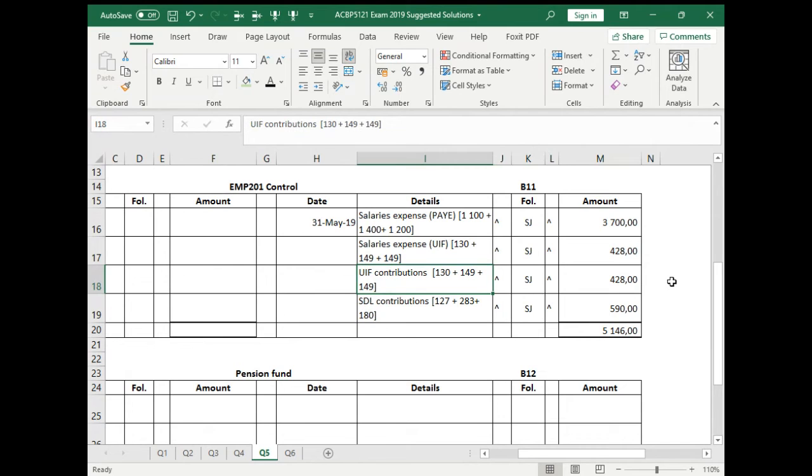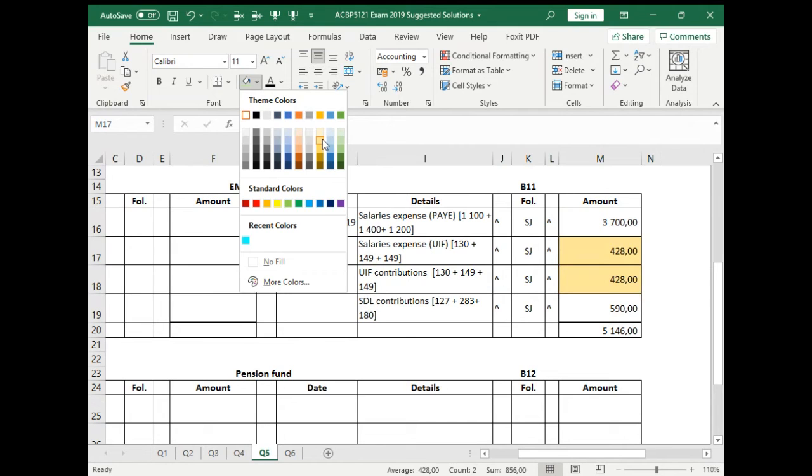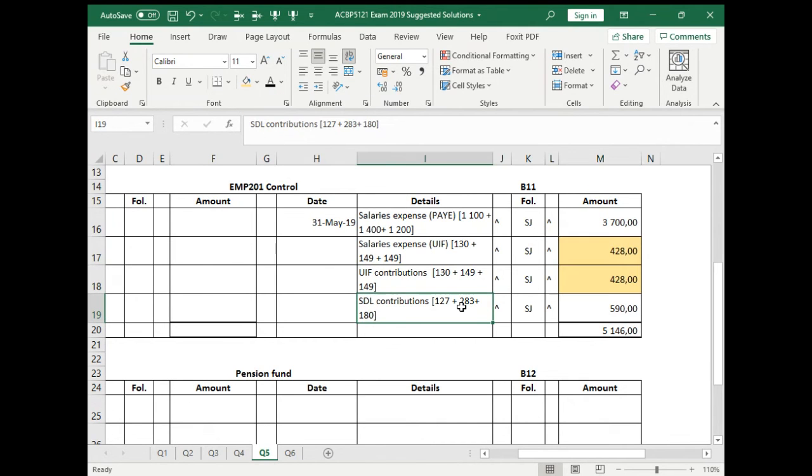Then the UIF contributions. This is the amount that the employer now pays over to SARS on your behalf. And that was in the salary journals, those last 4 columns, which says employer's contributions. That is where you find that UIF amount. And these two need to be exactly the same. They're always the same amounts.